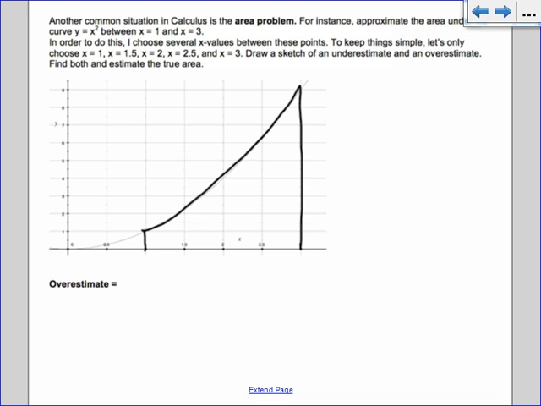Okay? So in order to do this, I'm going to choose several x values between these points. So to keep things simple for this very first example, I'm going to use 1, 1.5, 2, and 2.5, the partitions that you already have. Okay, we call those partitions. So if I want an underestimate, I don't want to fill the entire space. I'm going to be under what the actual area is. So in order to do that, I'm going to use what I call left-hand endpoints. So I'm going to just take that left endpoint, and I'm going to go straight over. And I'm creating rectangles. You see them?